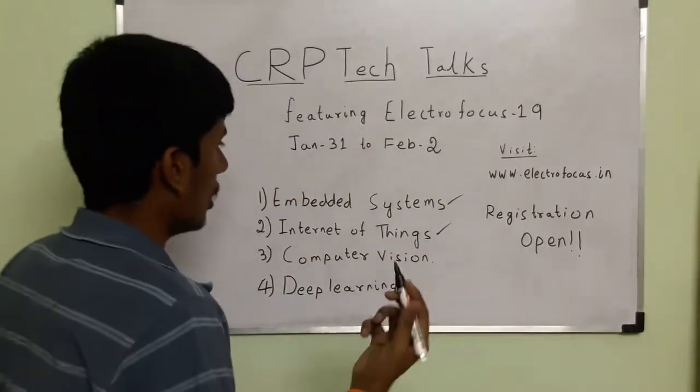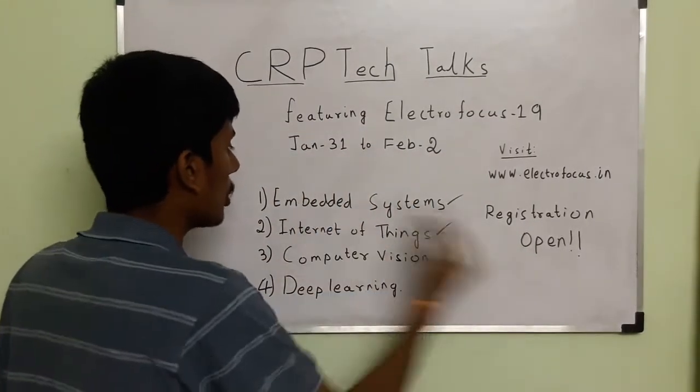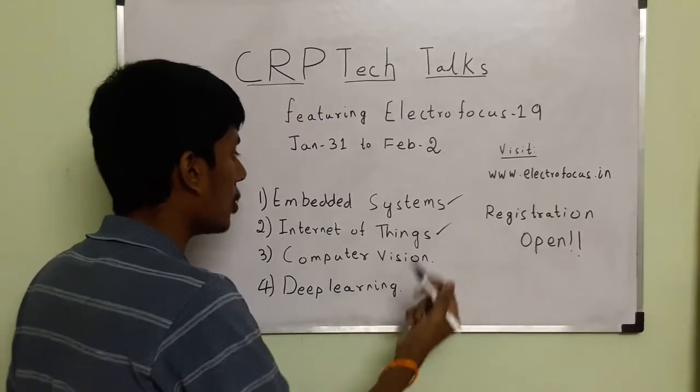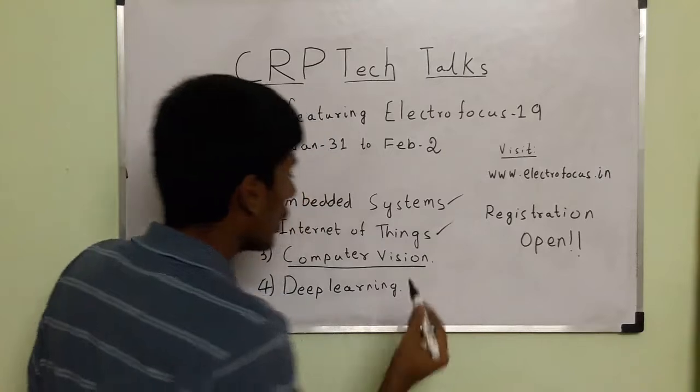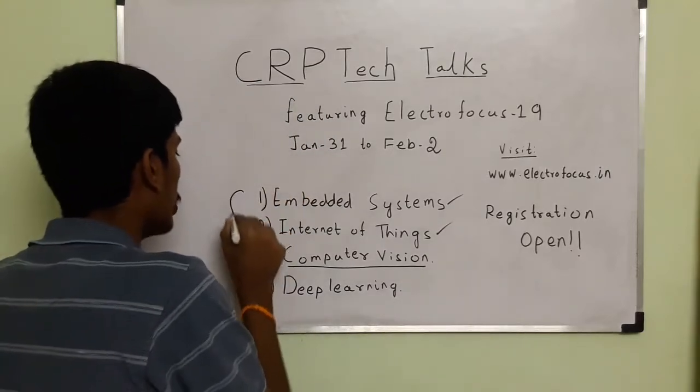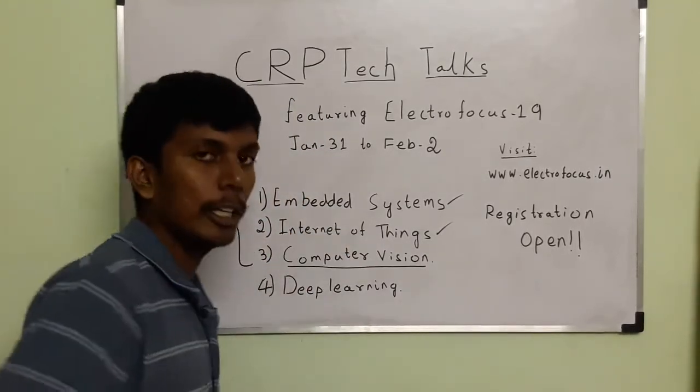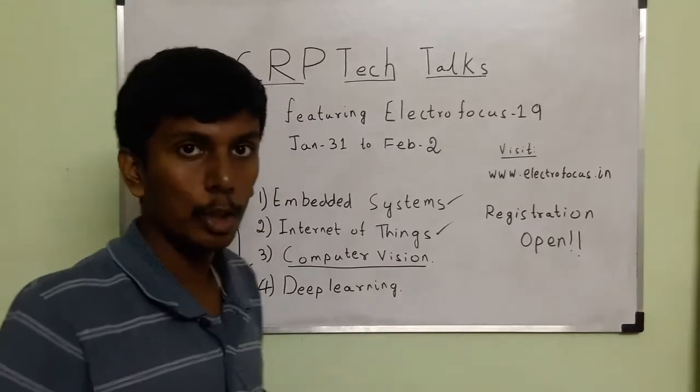Last week, two weeks before, we saw about embedded systems, and last week we saw about Internet of Things, and this week we are going to see about computer vision, and we are going to include the previous technologies too in this video. So what are we going to do in this video?